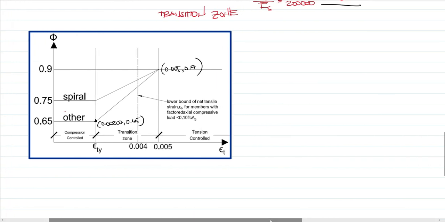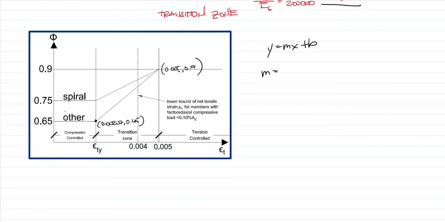So, gamitin natin yung equation of the line, y is equal to mx plus b. Yung m natin dyan is always rise over the run. So, the rise will be 0.9 minus 0.65. Then, our run will be 0.005 minus 0.00207. So, the value of our slope will be equivalent to 25,000 over 293. So, yan yung slope natin ngayon.